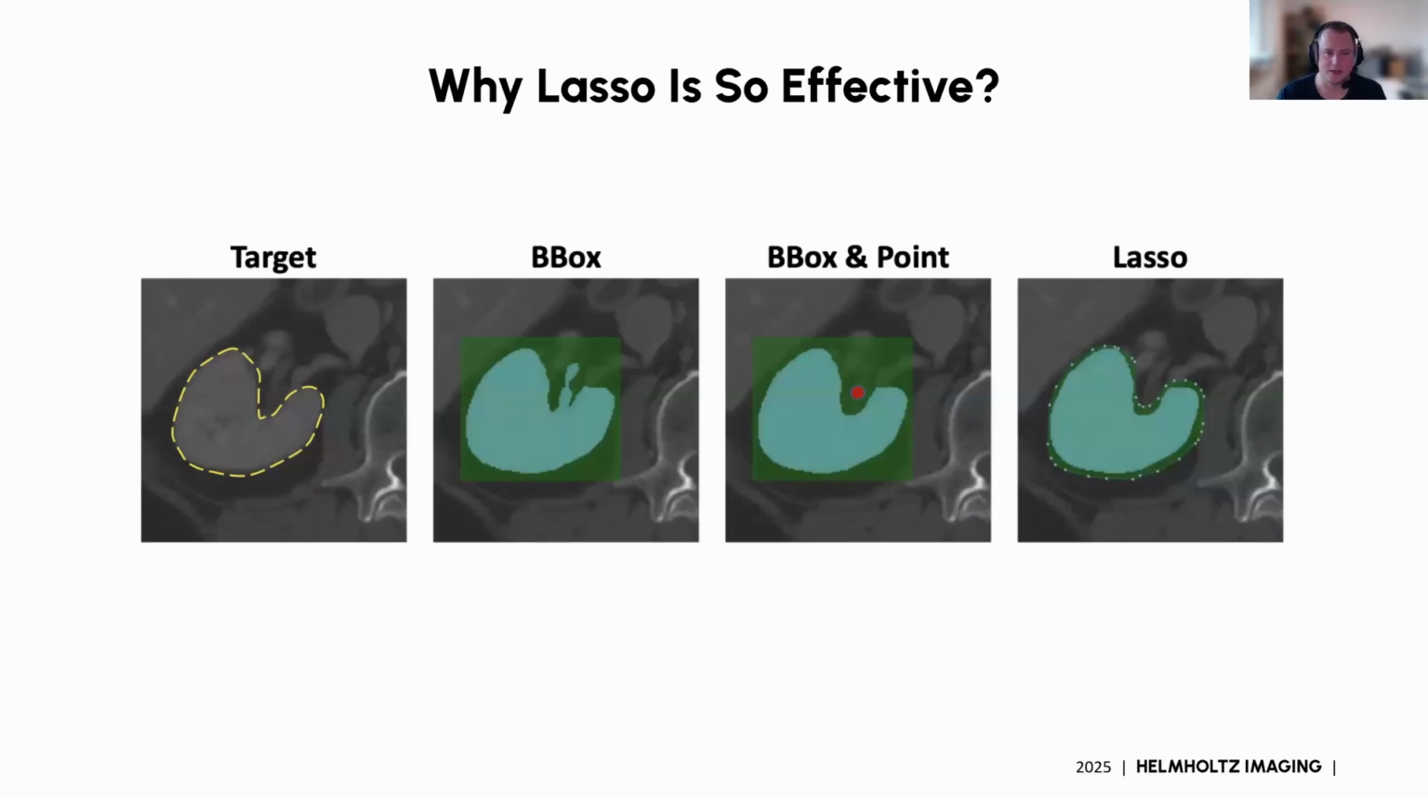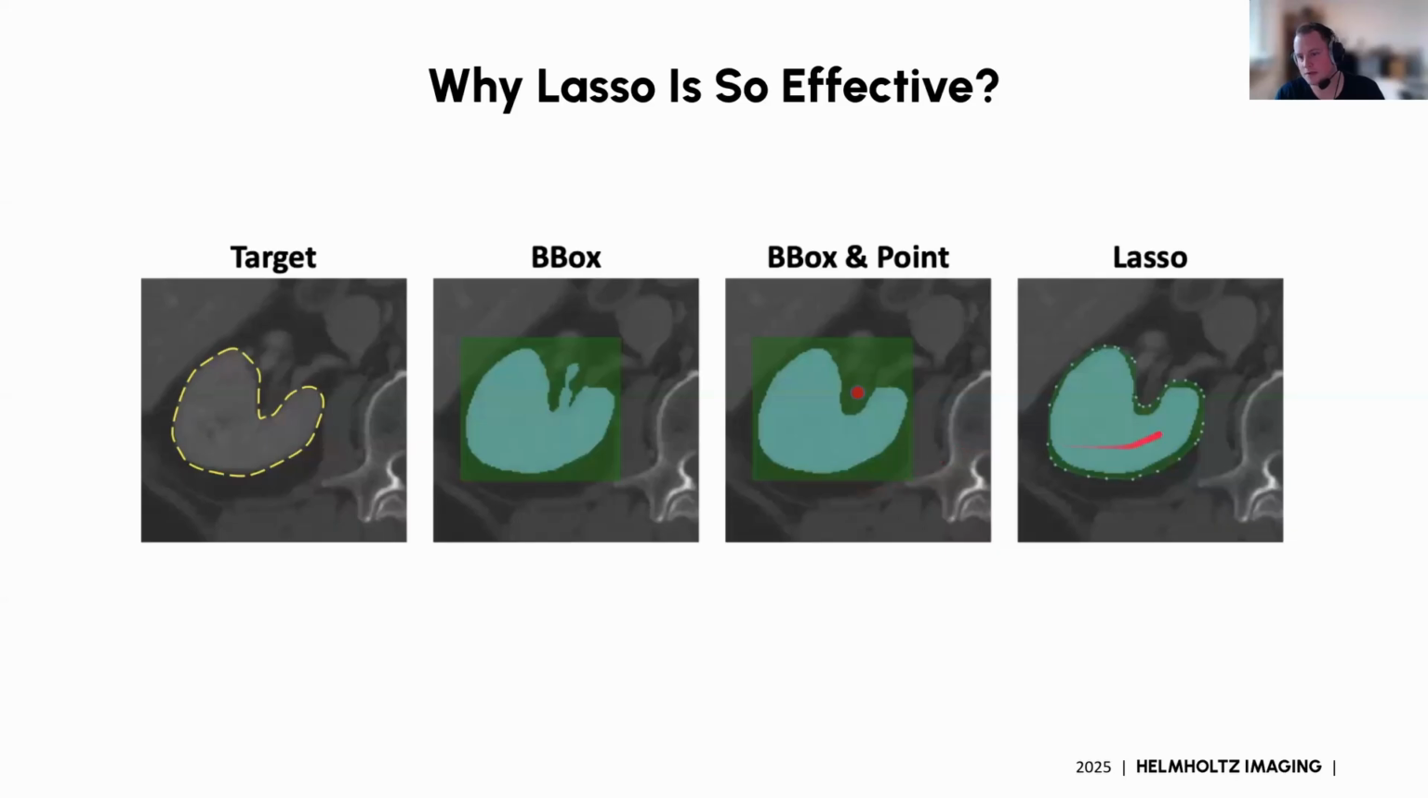What we are seeing here is the target structure. This is a kidney in a CT image, and a bounding box prompt would look kind of like this. The issue with the bounding box is it's very coarse. It's not clear what the user really wants, and usually this requires further interactions to resolve any ambiguities, like do we want these vessels here to be included or not? In this case, we would have to set a negative point or something like that to remove them.